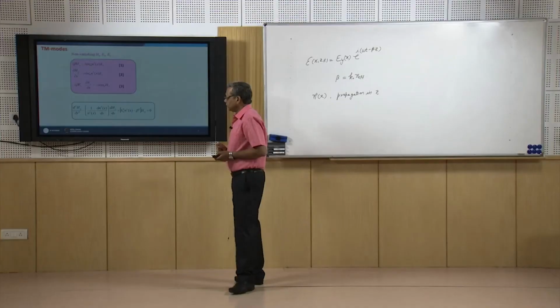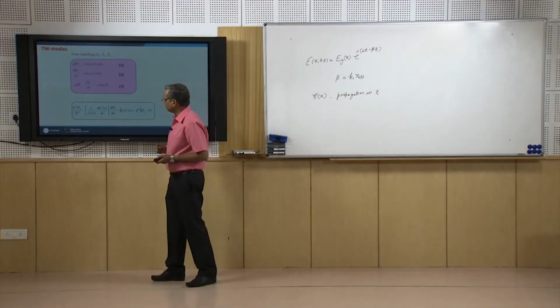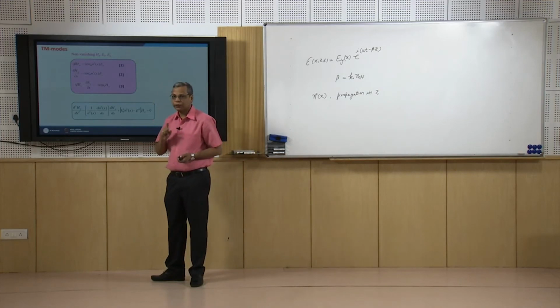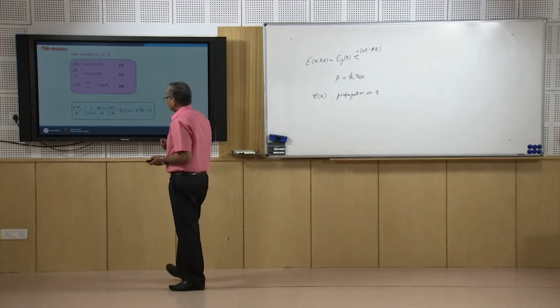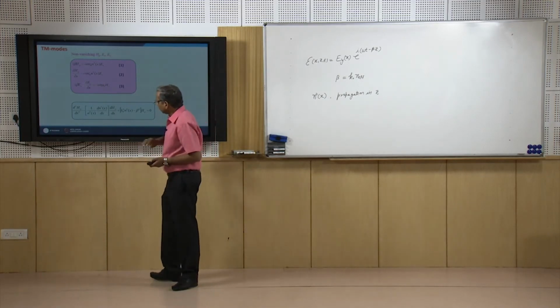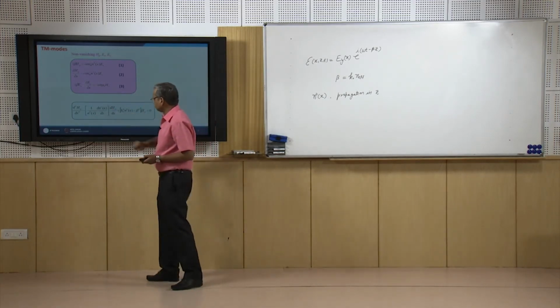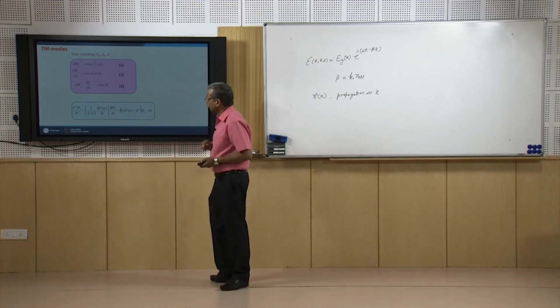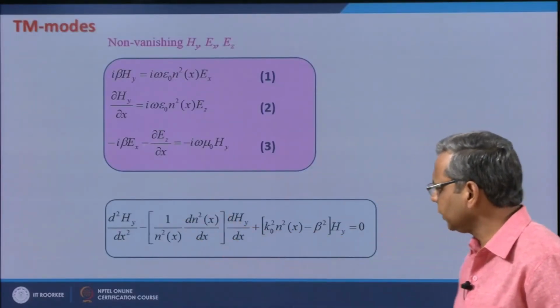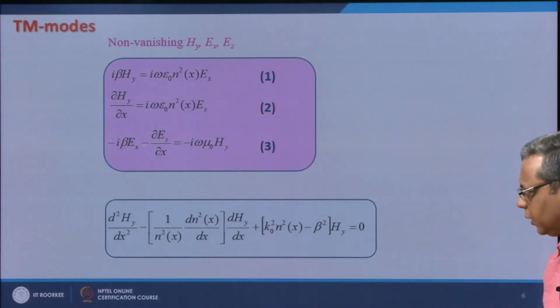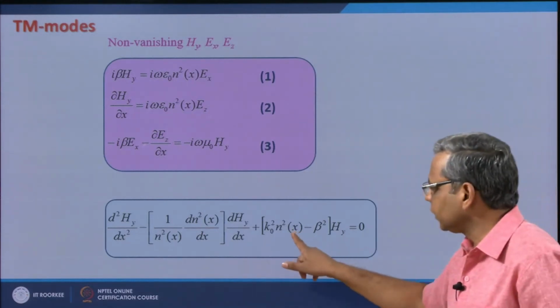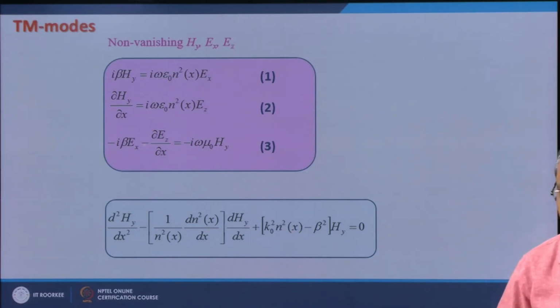You may notice that this equation is different from the wave equation that we had got for the TE case. In the TE case, this term was not there, but here I have this term. So, let us see how do we take care of this. Now, we need to solve this equation for given n square of x to find the modes.